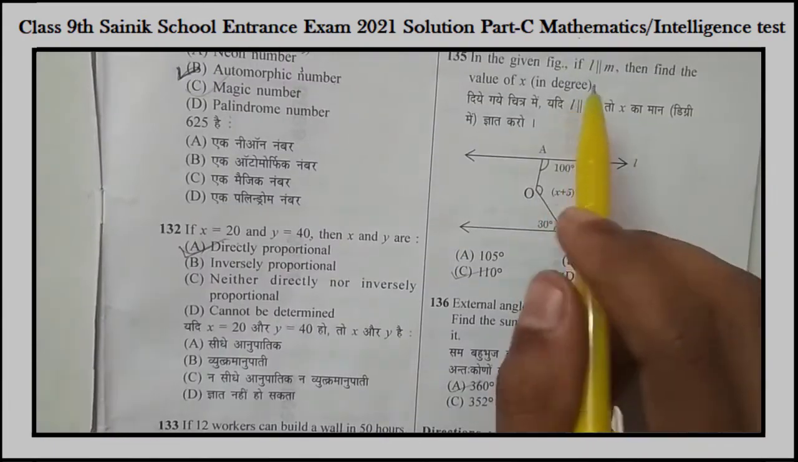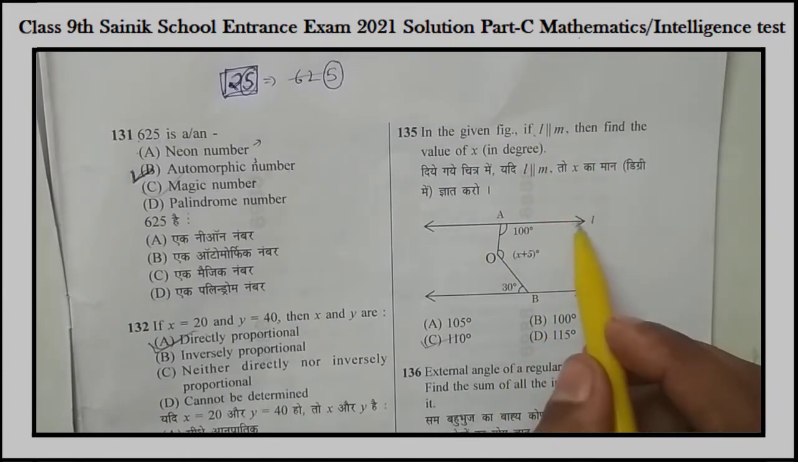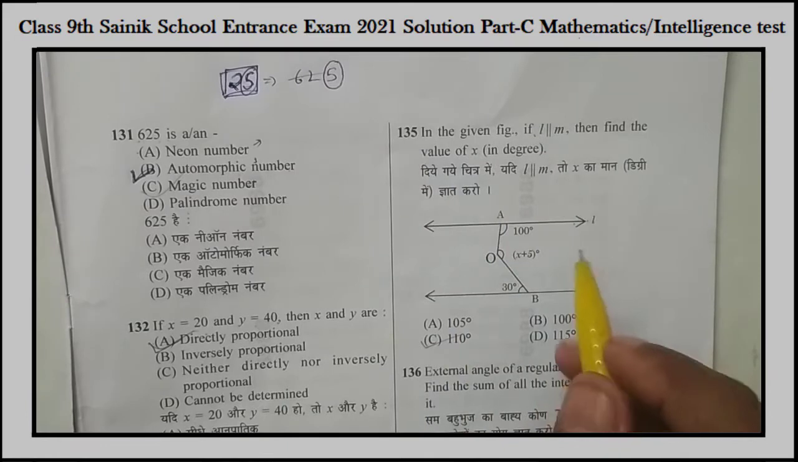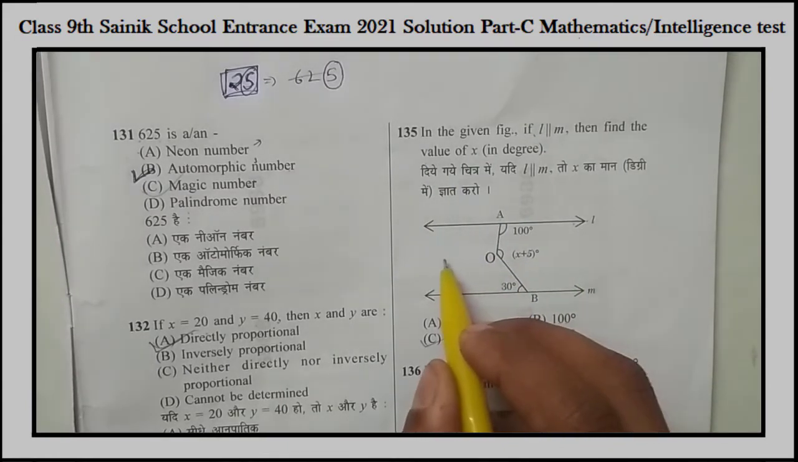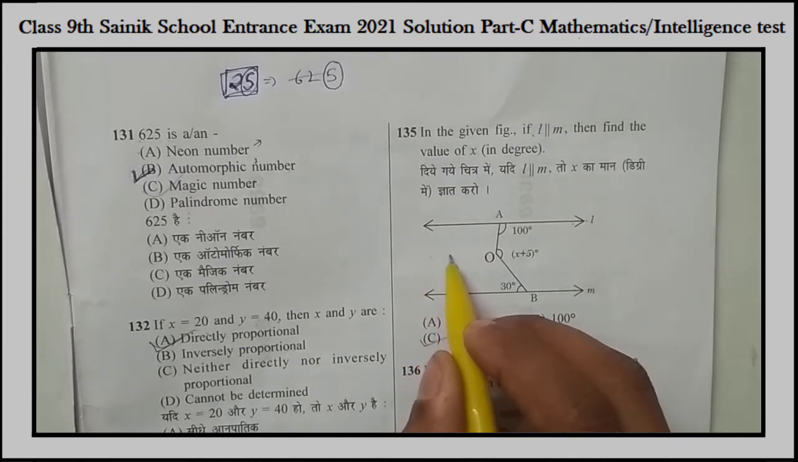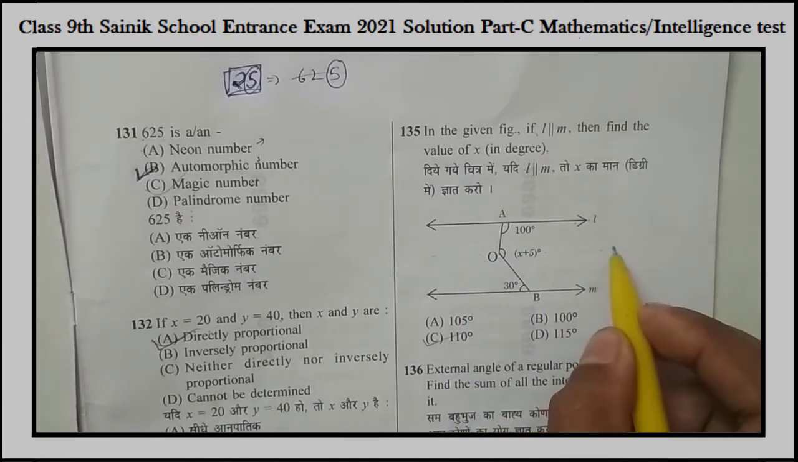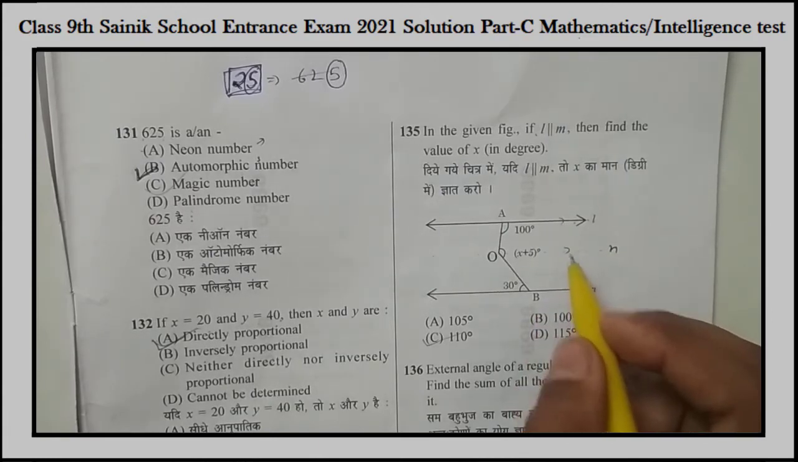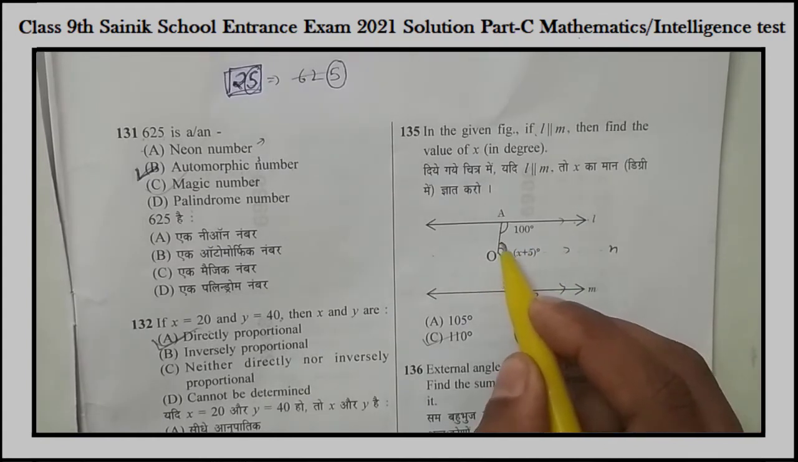Next question: in the given figure L is parallel to M, this line L is parallel to M, then find the value of x in degrees. So we have to draw a construction here. Let us suppose we draw another line, say here. This is our N1. This line is parallel to this one and this is also parallel to this one. So what is this angle?